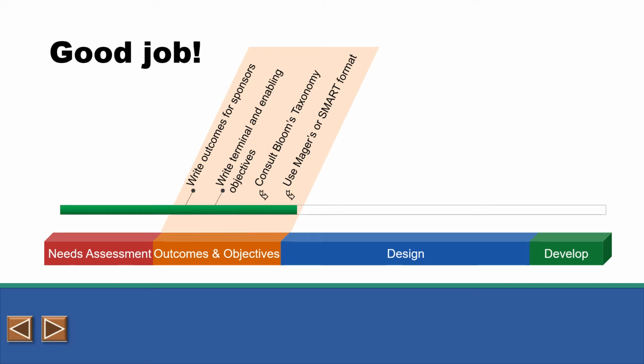The main things that I'll talk about continuing on, that were in this section having to do with outcomes and objectives, are that they distinguished outcomes from objectives. The outcomes are written for the sponsors. They covered how to write terminal and enabling objectives, consulting Bloom's taxonomy and using a format, and there are a couple examples for that. If you want to continue on with me, stay on.